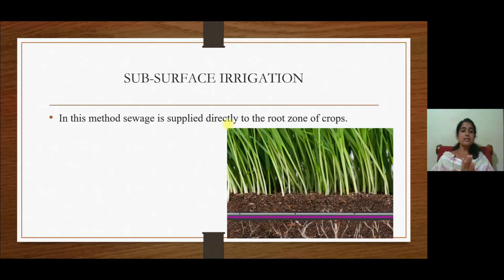Subsurface irrigation. In this method, sewage is supplied directly to the root zone of the crops. The wastewater is given to the vegetation or the plants present in that area under the soil strata, provided using a pipeline, and this wastewater will be absorbed by the plants present in that land area.